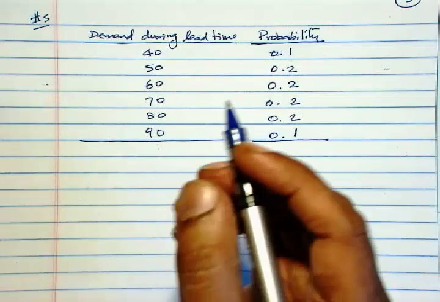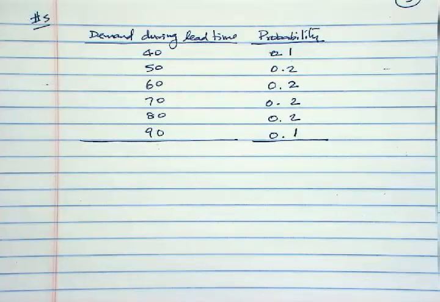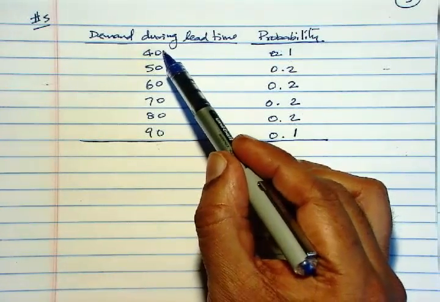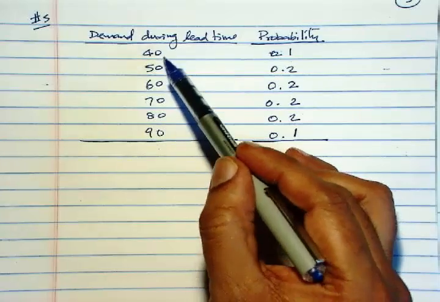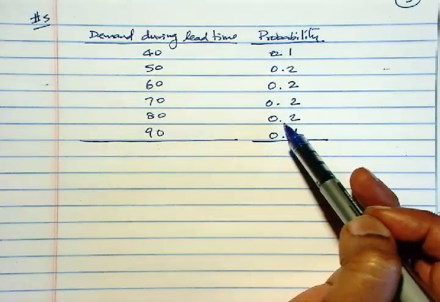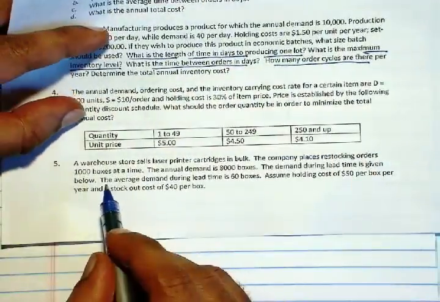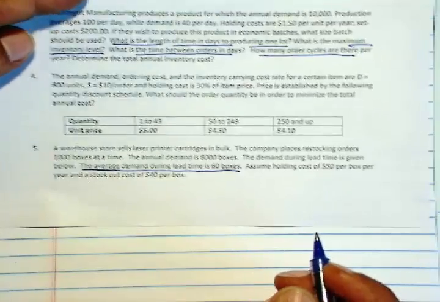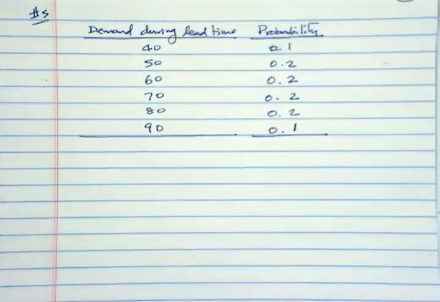Next, problem number 5. This is a reorder point problem, discrete probability distribution. So we are given demand during lead time and the corresponding probabilities, and we are also given that the average demand during lead time is 60 boxes. So this is our average demand.